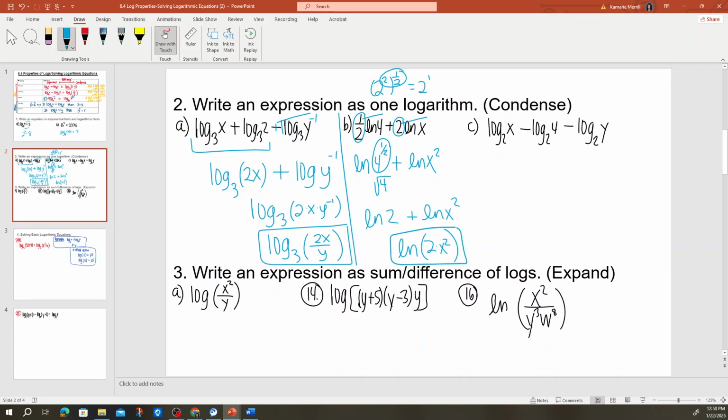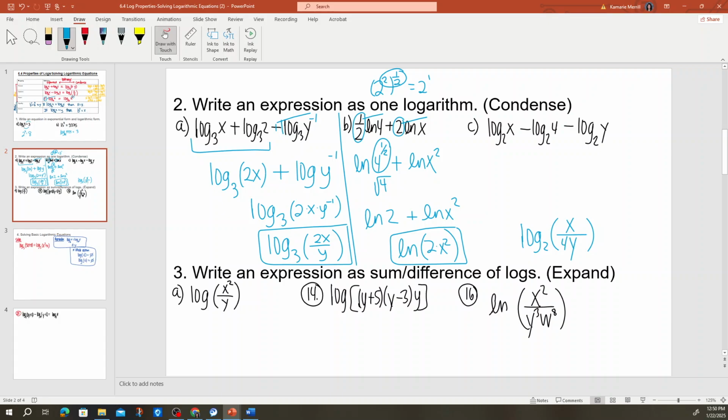You guys are starting to see it. Tell me, what do you guys think this log base 2 is going to turn out to be? Can we jump to it without all the different stages? What's going to be on top, and what do you think is going to be on bottom? X on top, and 4y on the bottom.